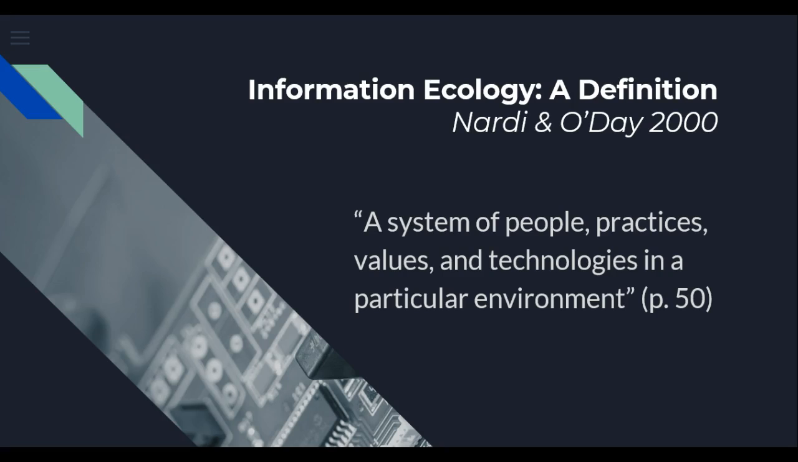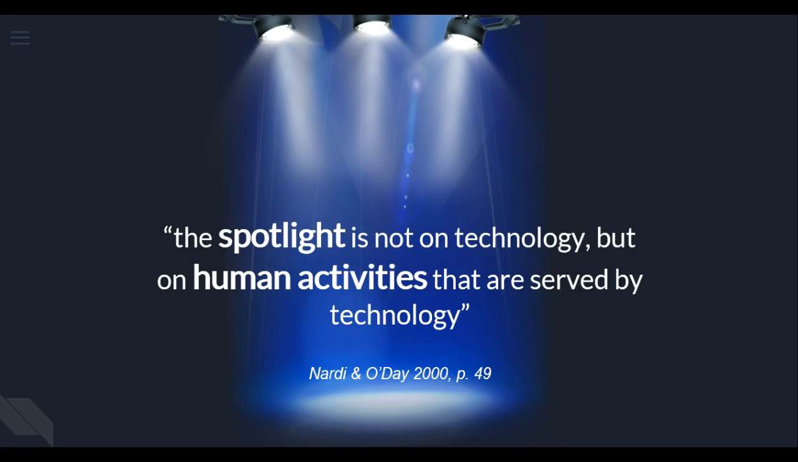The authors provide an explicit definition a page after Chapter 3's conclusion, where they state, a system of people, practices, values, and technologies in a particular environment. They argue that the power of this metaphor lies in its inclusion of local differences, while still capturing the strong interrelationships among the social, economic, and political contexts in which technology is invented and used. The spotlight is not on technology, but on human activities that are served by technology.